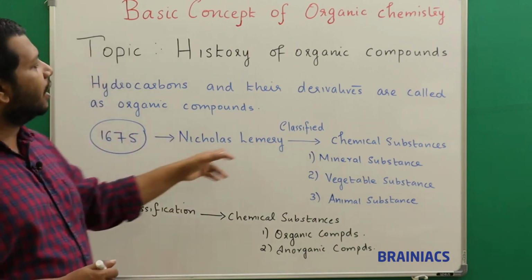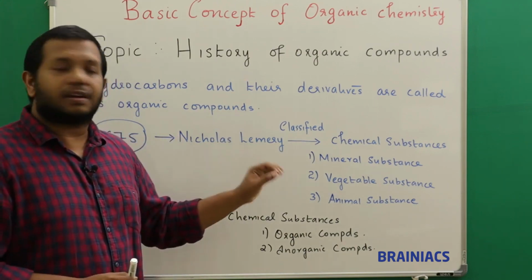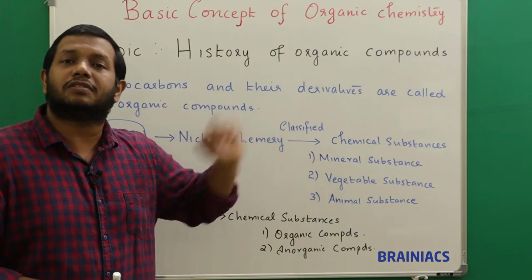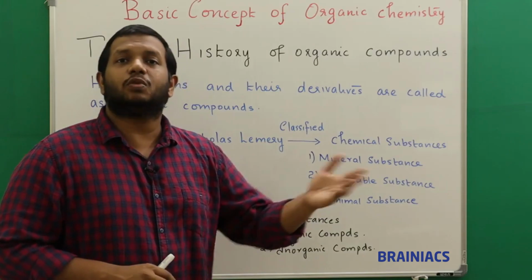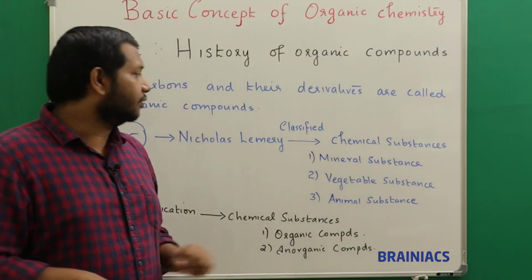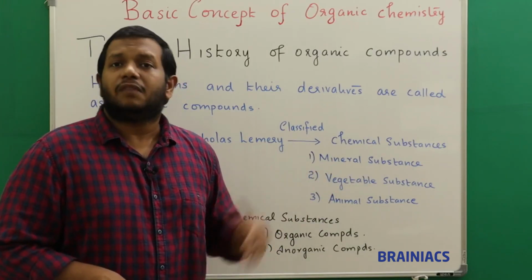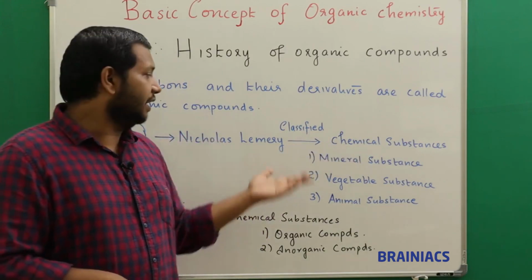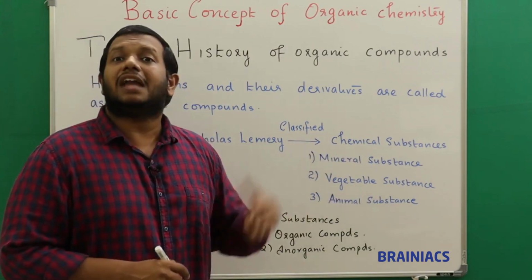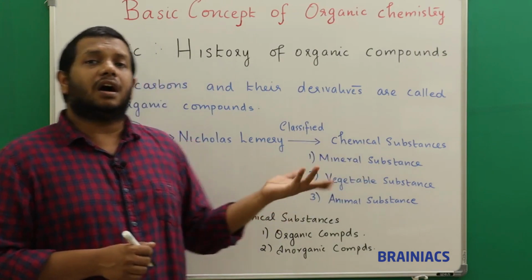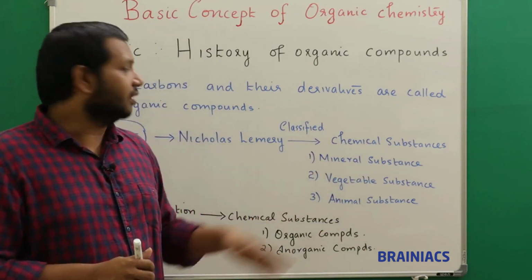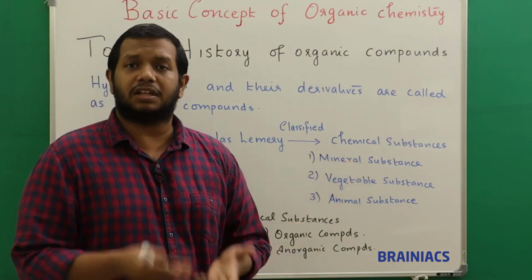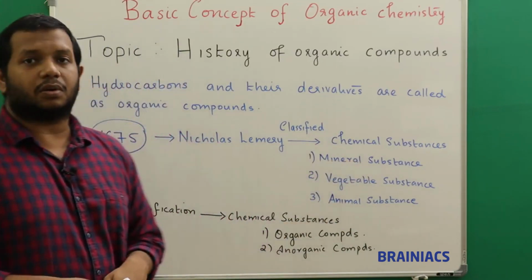Now looking into the history, the first classification happened in 1675. That was by Nicolas Lemery. Nicolas Lemery classified the chemical substances into 3. The first one is called mineral substances, where you say gold and stuff like that. Vegetable substances include many things actually. Animal substances are something like gelatin. Gelatin is an animal substance. And a vegetable substance is something like sugar, okay.